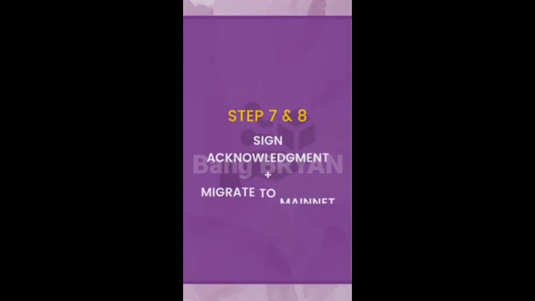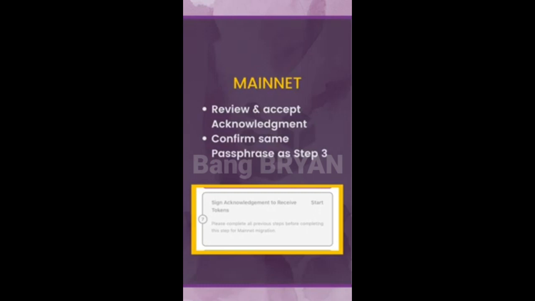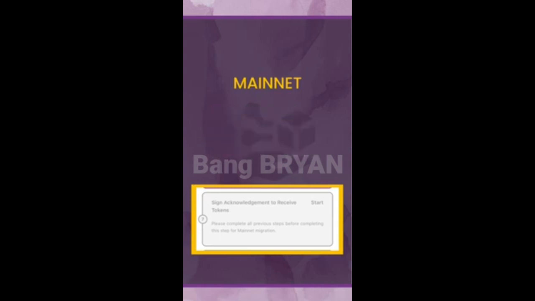Step 7. Migrate to mainnet. After completing all the previous checklist steps, this step enables you to queue your Pi transferable balance for mainnet migration. Step 7 includes executing an acknowledgement document with your wallet passphrase. Note that this passphrase has to be the same one that you confirmed in Step 3. If for some reason you are not able to access your current passphrase or otherwise wish to change your wallet, you can repeat Steps 2 and 3 and then confirm the same wallet passphrase in Step 7.